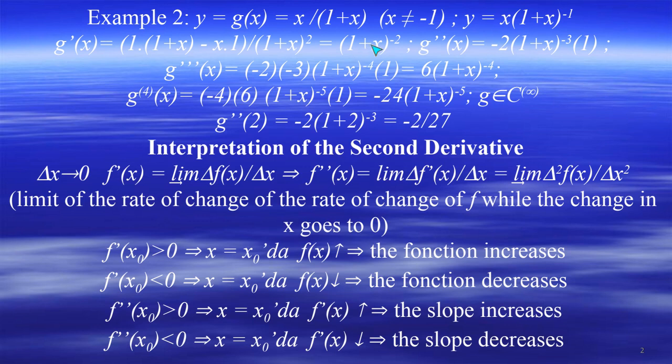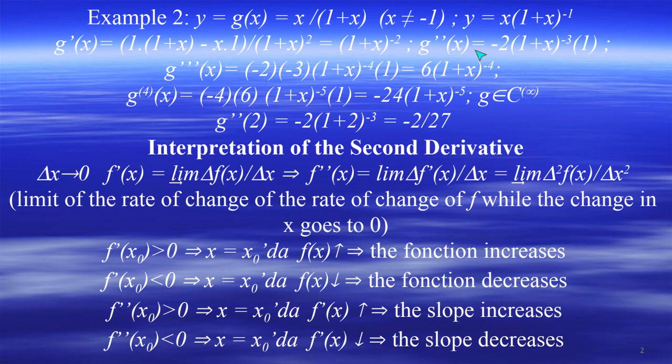What is it? 1 plus x. The derivative of 1 is 0. Plus the derivative of x is 1. So the whole is 1. So we multiply the whole with 1. It doesn't change the result, of course. But in another case, it can change the result. If it is minus 1, for instance, it can change the result. So we should take into account the chain rule always. We never forget the chain rule. So the result is the second derivative of the primitive function, x over 1 plus x. It is minus 2 times 1 plus x to the power minus 3 times 1. All right, minus 2 times 1 plus x to the power minus 3, of course.